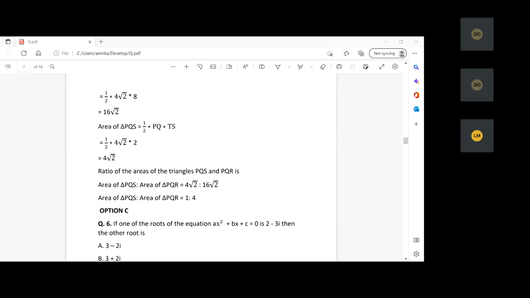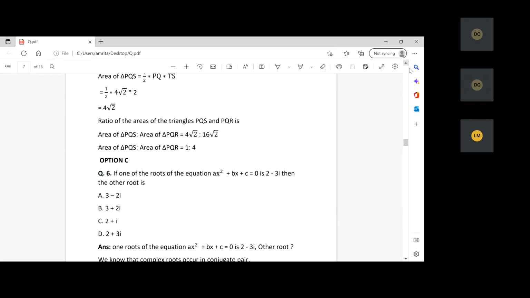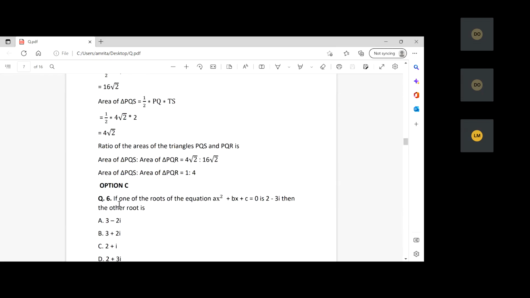I hope so. So next is a very simple question. I think everybody will get this answer correct. Yes. If one of the roots of the equation ax square plus bx plus c equal to 0 is 2 minus 3i, then the other root is.